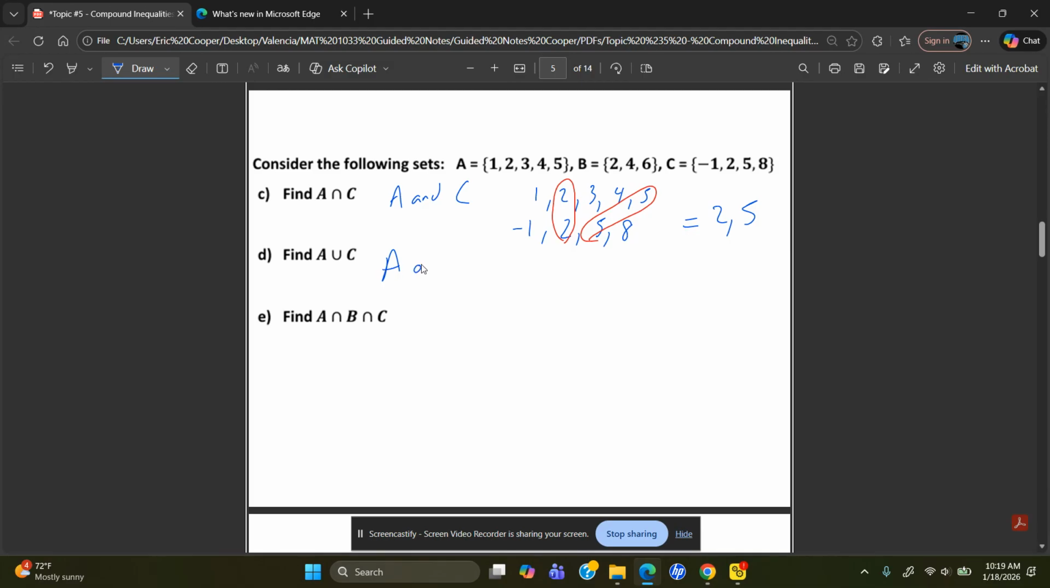When I look at A or C, now we're trying to basically go through and merge the data sets.